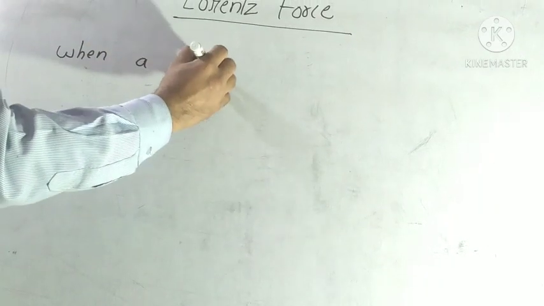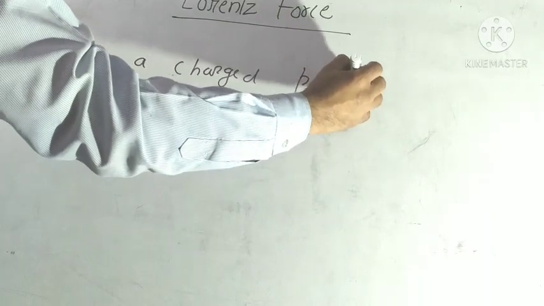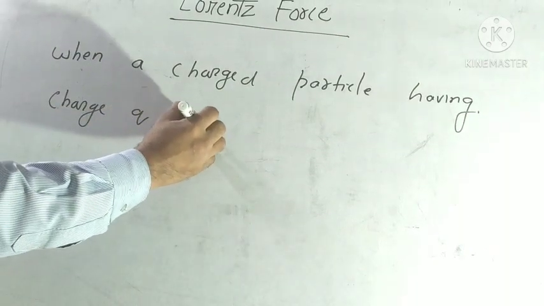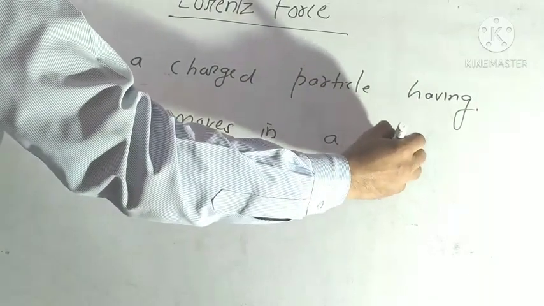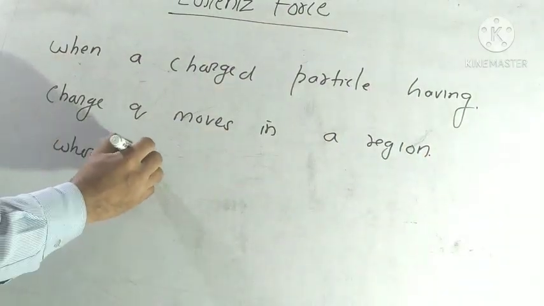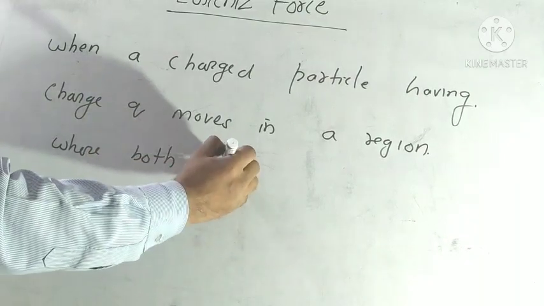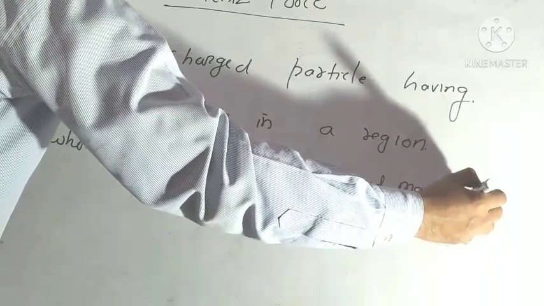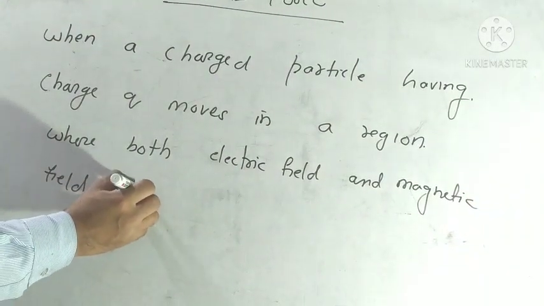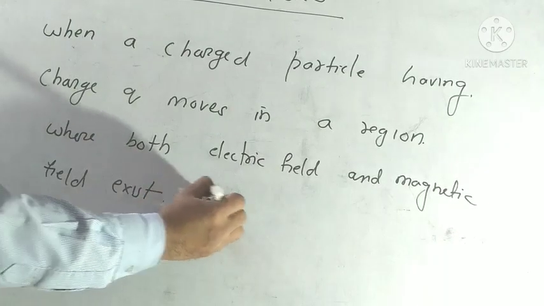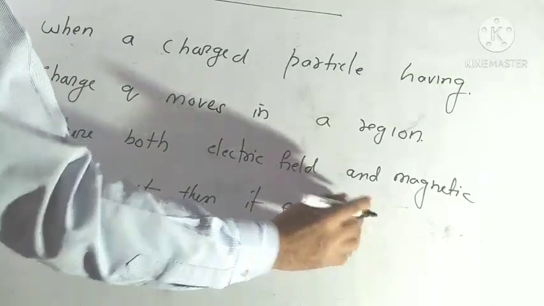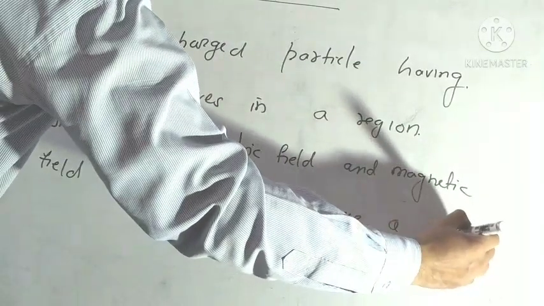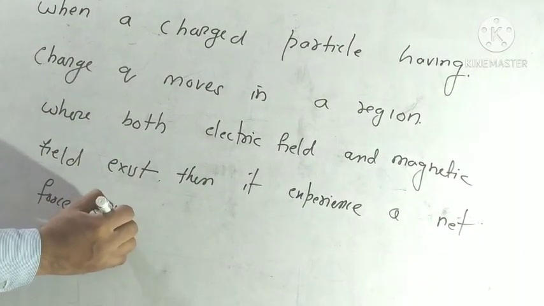So when a charged particle having charge q moves in a region where both electric field and magnetic field exist, then it experiences a net force called Lorentz force.